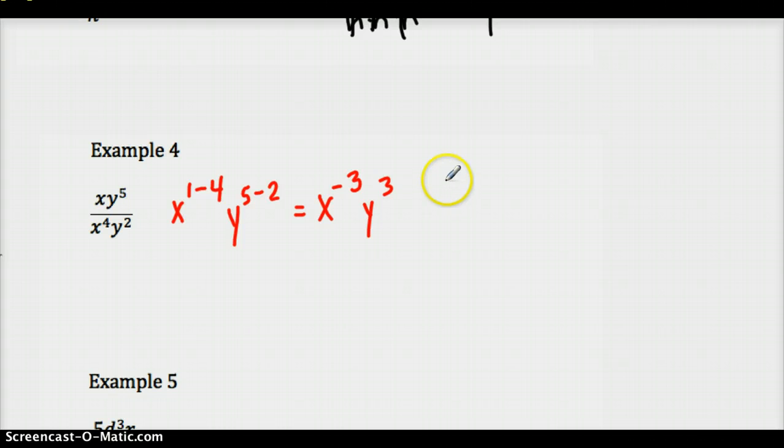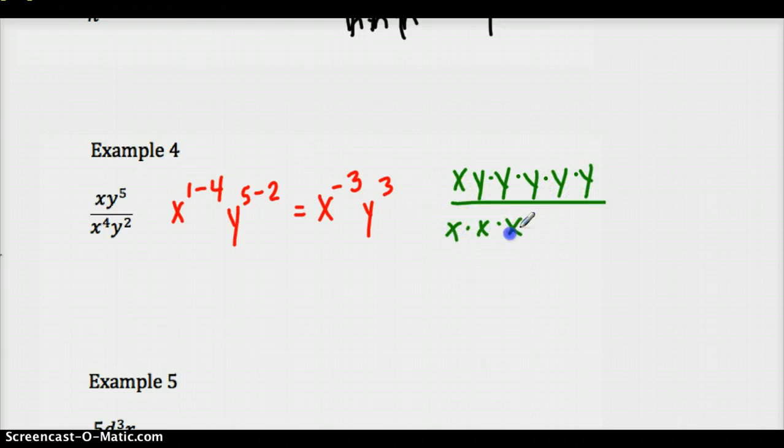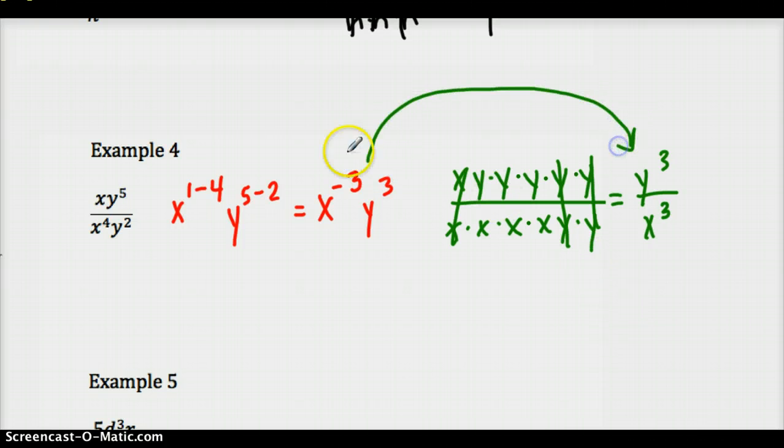But what happens here, and the other way I teach it, let me change my color. Let's do that in green. If I do x and then 5 y's and then 4 x's and 2 y's, you can see that a y will cross out, a y will cross out, and an x will cross out. So I have 3 y's left on the top, so y to the third, and 3 left on the bottom. So this red and this green are equivalent statements.